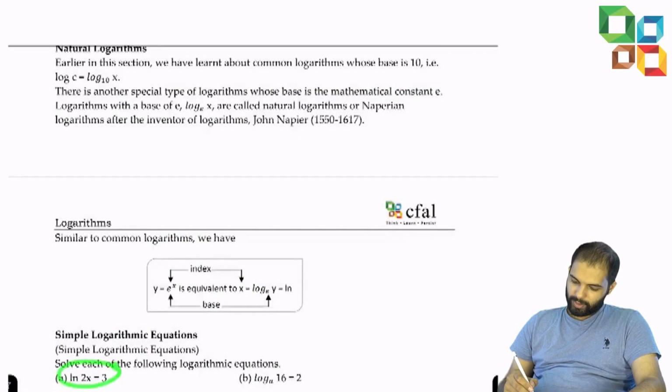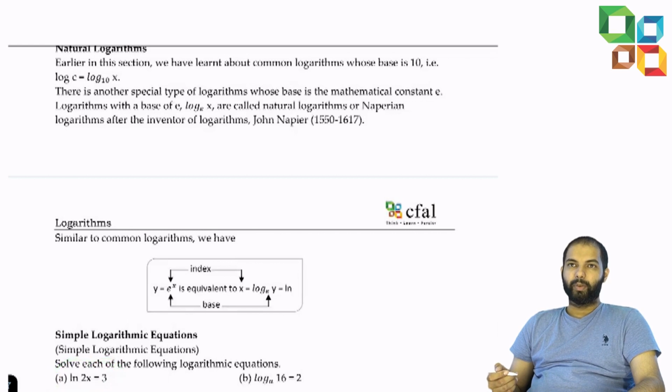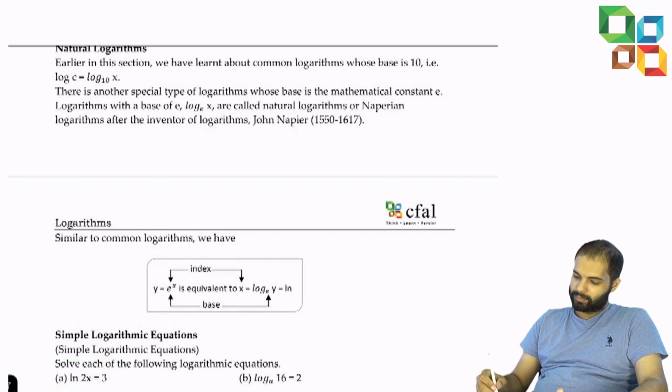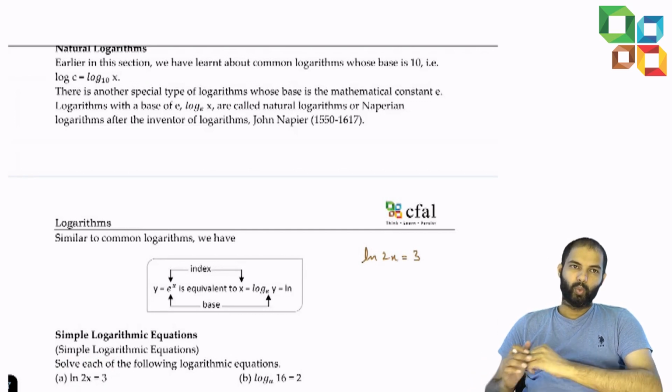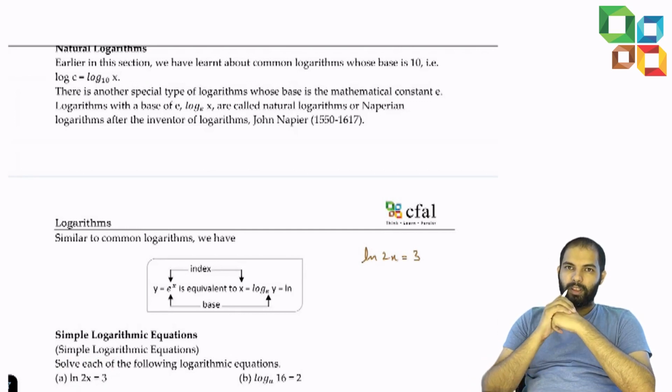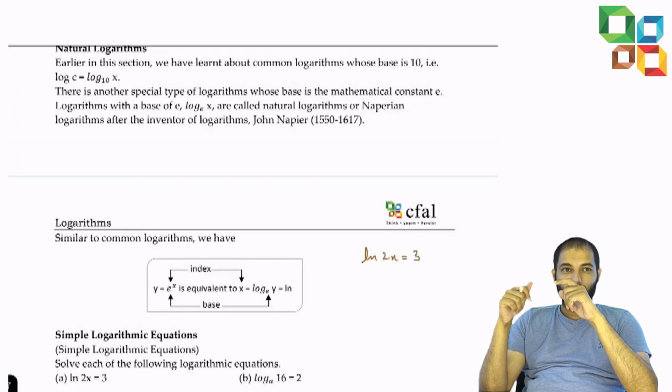What is the solution for this? Solve this equation basically: ln 2x equal to 3. What is x equal to? Okay. e power 3 by 2. Is it e power 3 whole divided by 2, or e power 3 by 2? Yeah, e power 3 whole divided by 2.